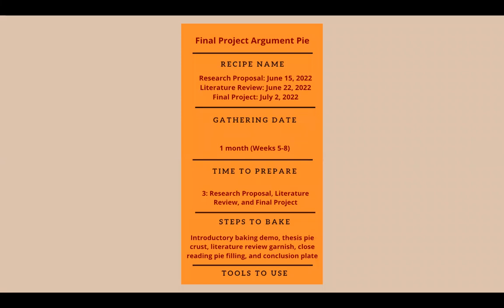The tools that we'll need to use in order to achieve this recipe are an introductory baking demo, thesis pie crust, literature review garnish, close reading pie filling, and a conclusion plate. So these will be all of the different tools or approaches that we'll be using within the next few weeks to really put this pie together. But for our purposes right now, of course, we're thinking about the research proposal as that first stage.